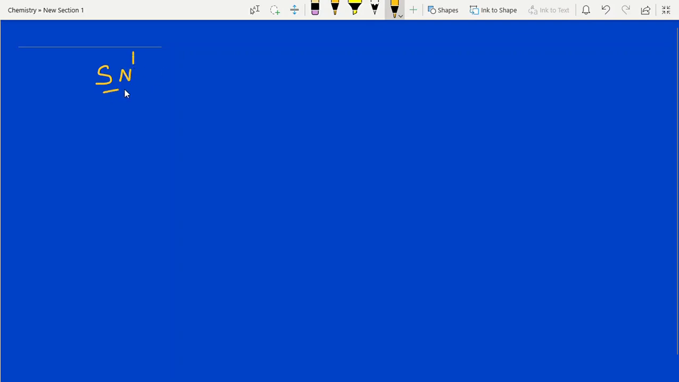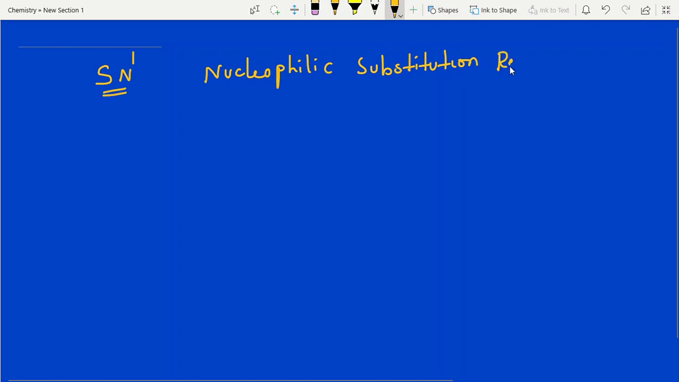SN1. Okay, what is SN? Nucleophilic substitution reaction. In a nucleophilic substitution reaction, one nucleophile is replaced by another nucleophile. First, let me speak about nucleophiles.